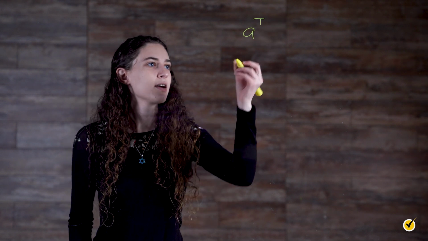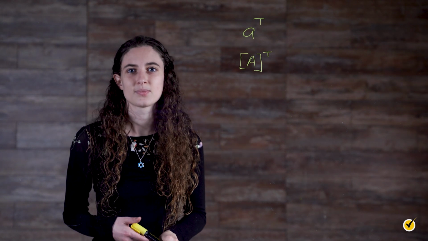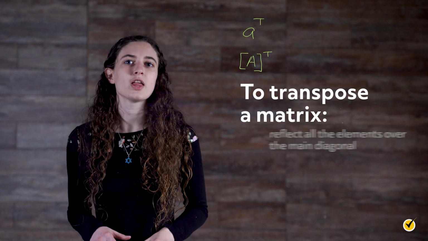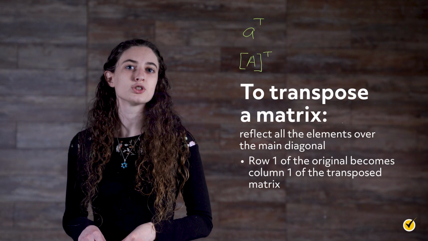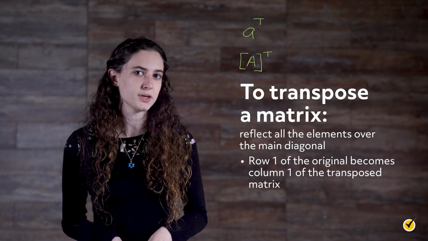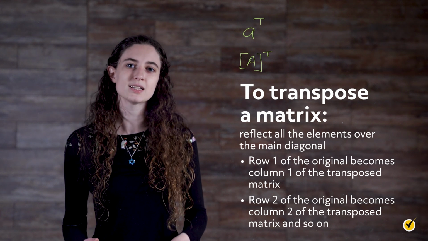One way matrices can be manipulated is to transpose them. The transpose of a matrix is denoted by A to T. So the transpose of matrix A is matrix A to the T. To transpose a matrix, reflect all the elements over the main diagonal. In other words, row 1 of the original becomes column 1 of the transposed matrix. Row 2 of the original becomes column 2 of the transposed matrix, and so on. You will transpose most often with square matrices. Let's look at a couple of examples.